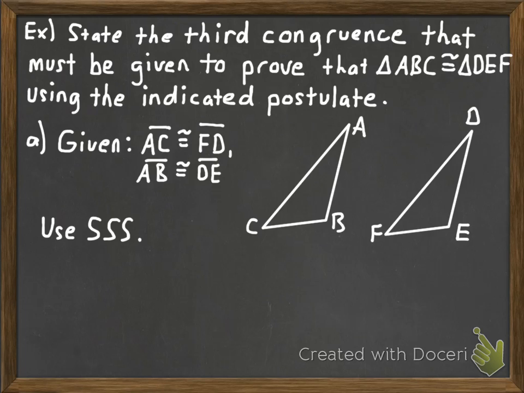Alright, well, I'm telling you that segment AC is congruent to segment DF, and I'm also telling you that segment AB is congruent to segment DE. That's two pairs of congruent sides. If I wanted to use the side-side-side congruence postulate to prove that these two triangles are congruent, I would need to know that the third pairs of sides are congruent as well. And so the third congruence that I would be looking for is this one. Segment CB is congruent to segment FE. Fairly simple, right? That makes side-side-side.